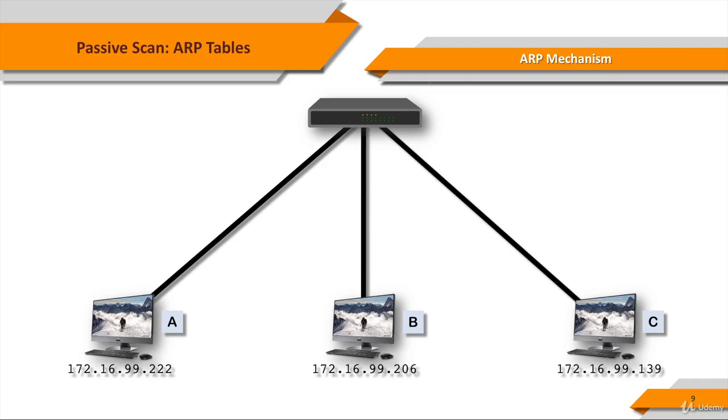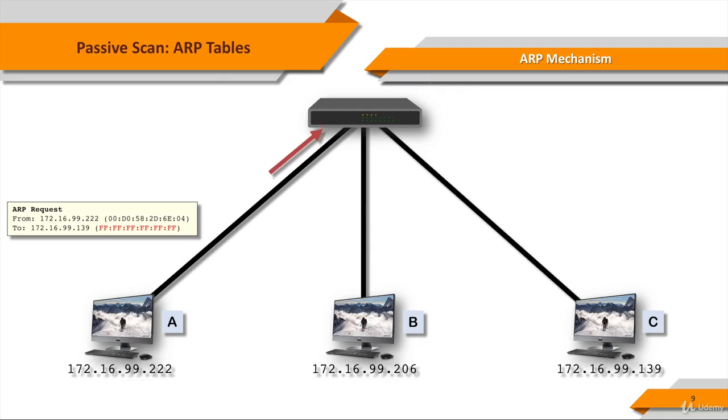Computer A wants to talk to computer C. It puts an ARP request onto the wire, which happens to be broadcast. Essentially what it's saying is, who has computer C's MAC address? Of course, because it's a broadcast, every system on the network hears it.